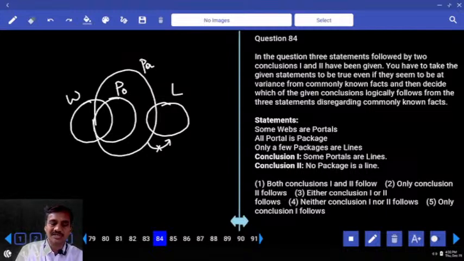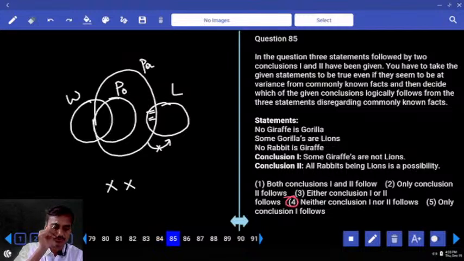Some portals are lines. Portal is here, line is here, false. No package is a line, true or false? That is false because some packages are lines. Then neither one nor two, choice 4, question number 84.